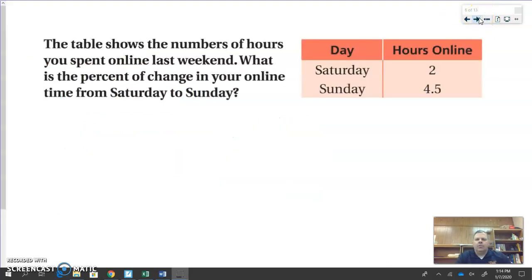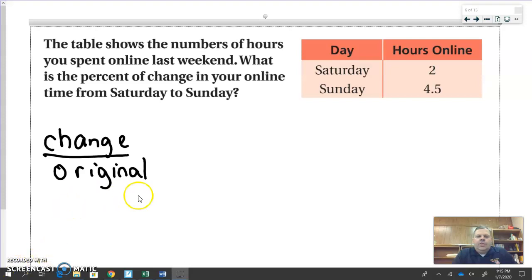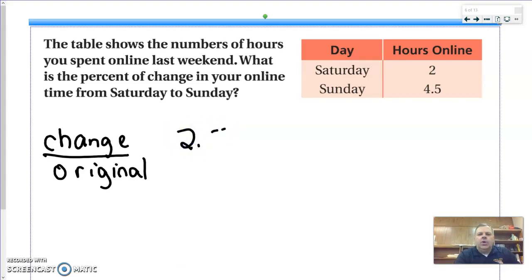Here's our first example. This table shows the number of hours you spent online last weekend. What is the percent of change in your online time from Saturday to Sunday? So the first thing that I'm looking for is, what is the change? On Saturday, I was 2 hours online. On Sunday, I was 4.5. So my change is 2.5 hours. My original number that I started out with is 2.